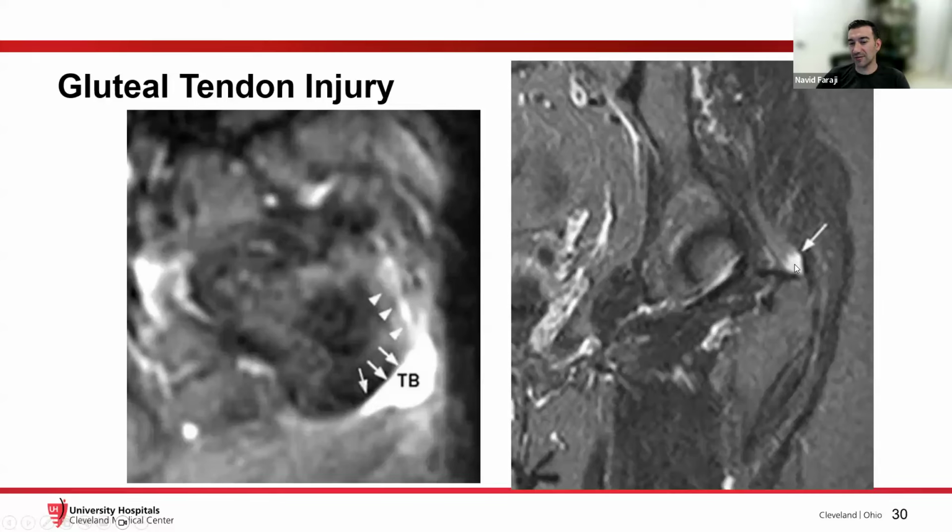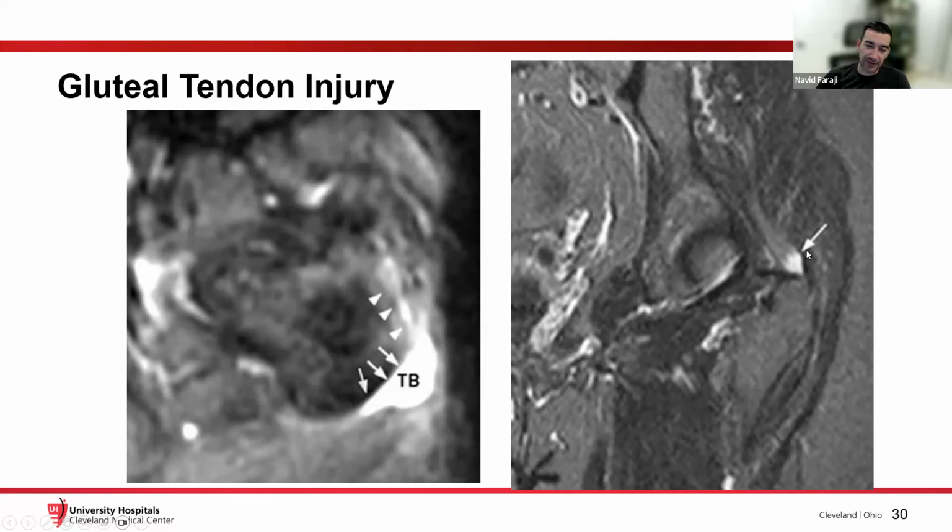You just have to ask yourself, is this brighter? Is this just as bright as joint fluid? I don't have any joint fluid on this image to compare, but if it is just as bright, then that's probably indicative of a tear. If it's not as bright, but still brighter than black, that's probably tendinosis.